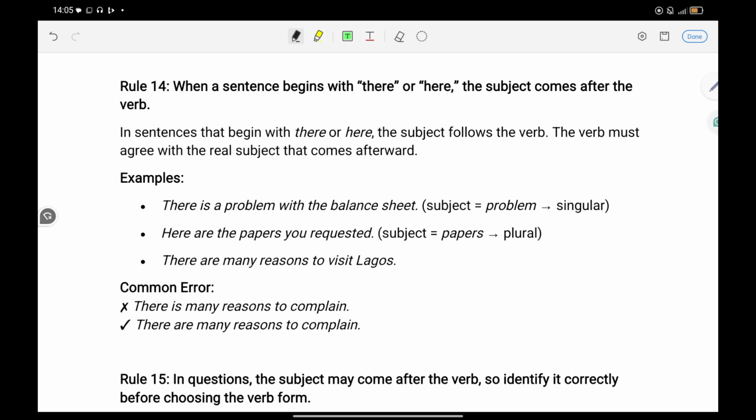So what determines the verb comes after it when you have a sentence that begins with there or here. Look at this. Here are the papers you requested. Are because it is papers. The papers. Plural.